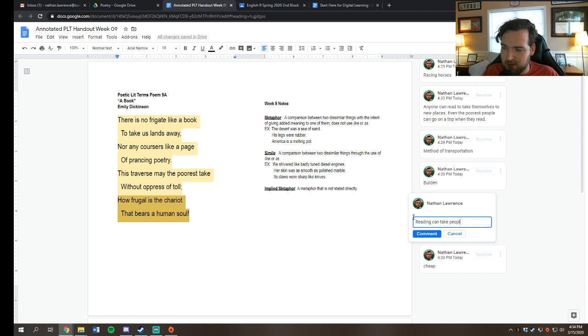We'll avoid second person: reading can take people places that physical transportation cannot.